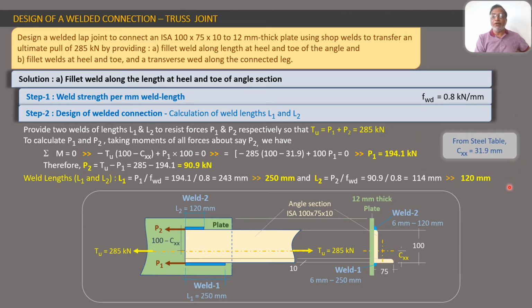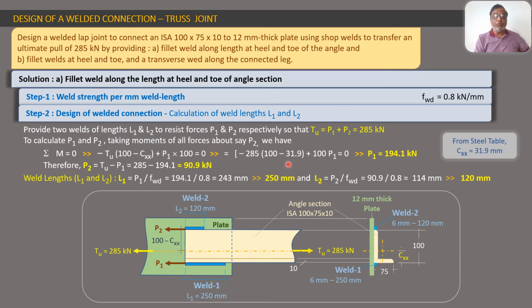We have already made a video in which we explained the meaning of the steel table, what the standard steel sections are, what CXX and CYY are, and how to calculate all that. So you will get this from the steel table. In some problems they may give this data in the statement itself. In that case you don't have to refer to the steel table, but if it is not given, the best and final way is to go to the steel table and find the value of CXX for ISA 175-10. So you get 31.9 mm.